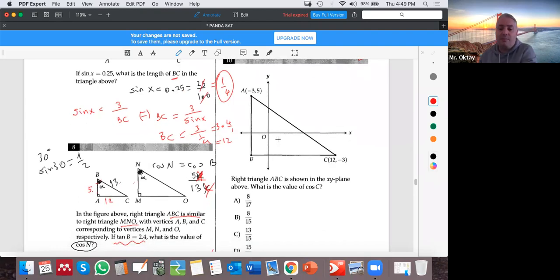It's similarity. Now the question says, what is cosine of C? Similar question we saw before. Let's calculate this length. What is this length? You know, negative 3, 5 means this is 5. So that means this is 5 units. And then here, x is 12. Y is negative 3 means this is 3 units as a length. And then C is 12 means this part is 12. And then negative 3, 5 means this part is 3 units. So that means 3 units.